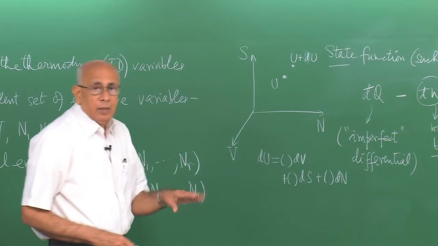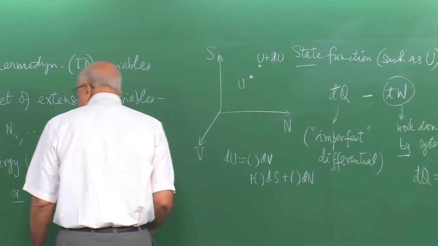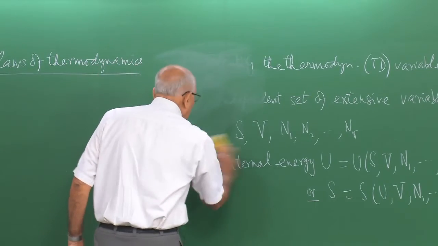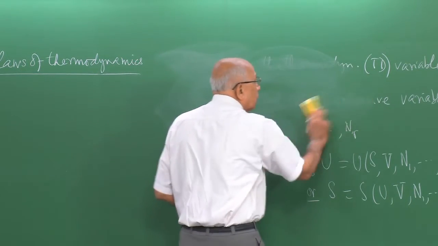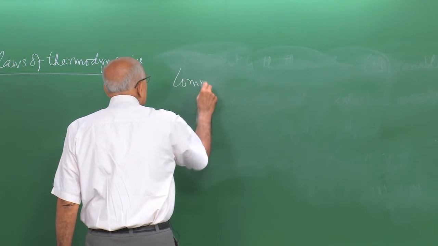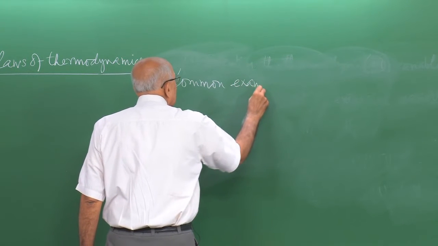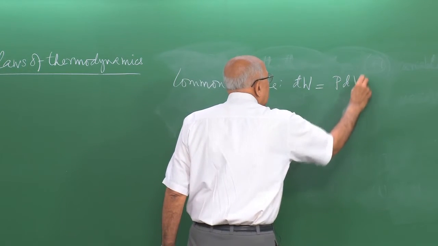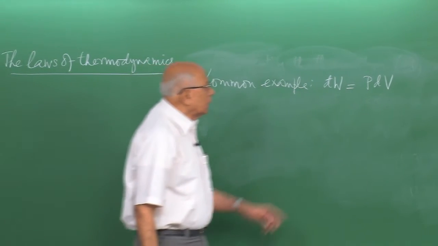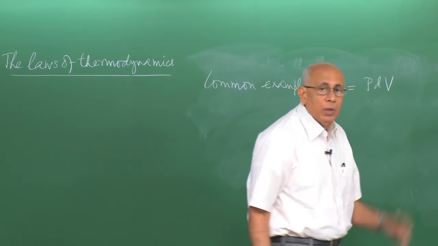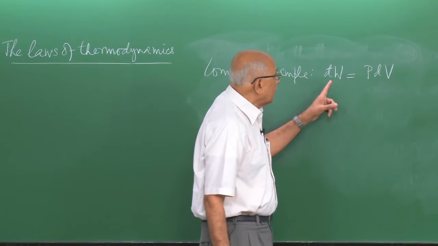Now the most common example of dw will immediately make the position clear. The most common example is the case in which dw arises from a gas, for instance, which undergoes expansion. dw is equal to P dV. P is the pressure of the gas, dV is the infinitesimal change in the volume of the gas when it does some work, for instance by expansion, and then dW is P dV.